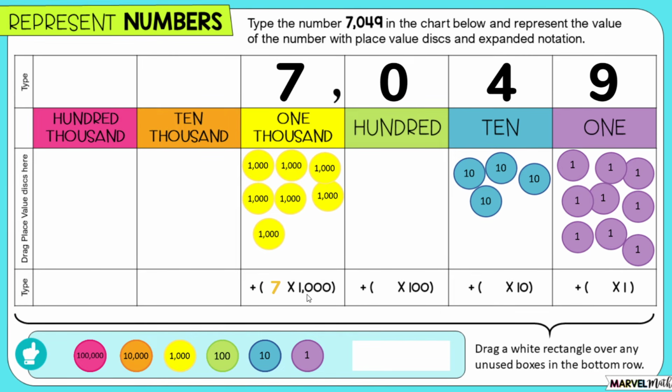7 groups of 1,000. I don't have any hundreds. I'm going to move a white box. And I have 4 groups of 10. And then I have 9 groups of 1. So if I look across the bottom, I can see how I would represent this number with expanded notation. Have fun working on these practice slides.